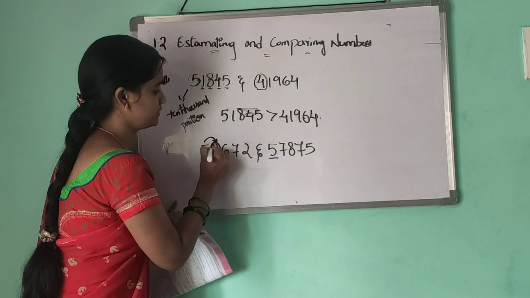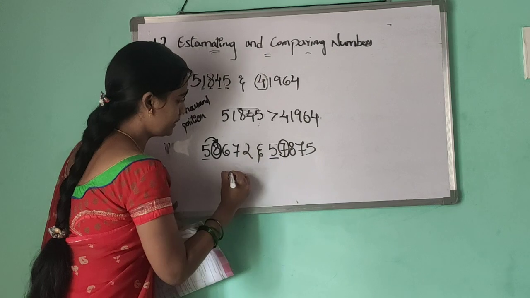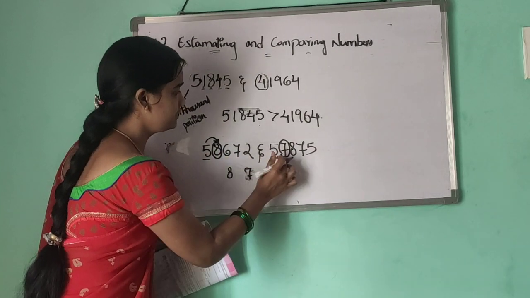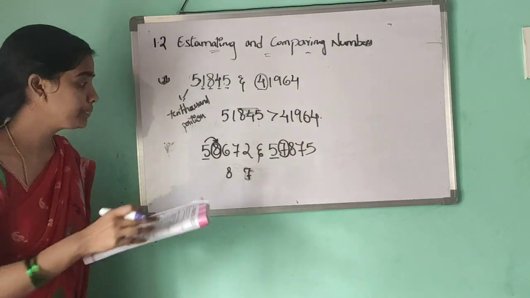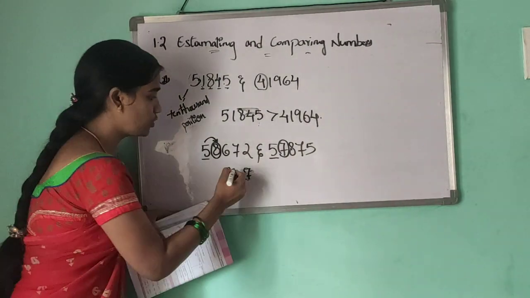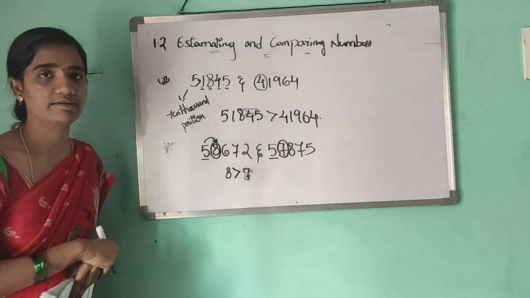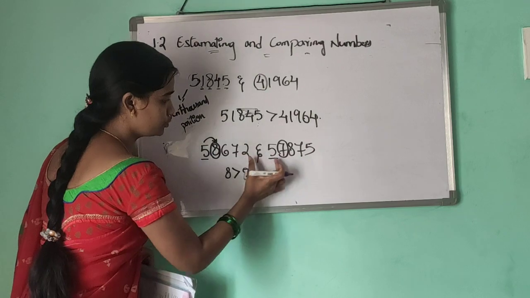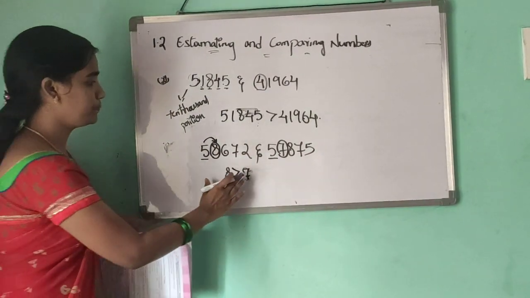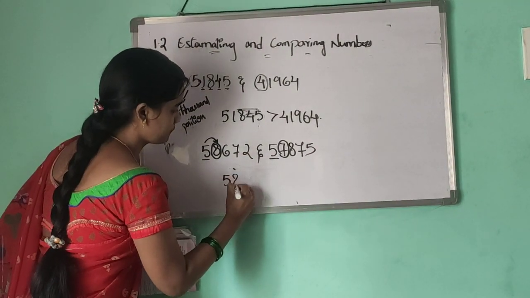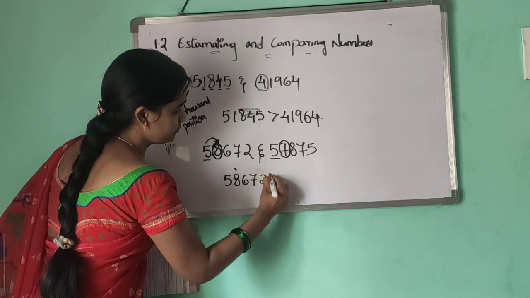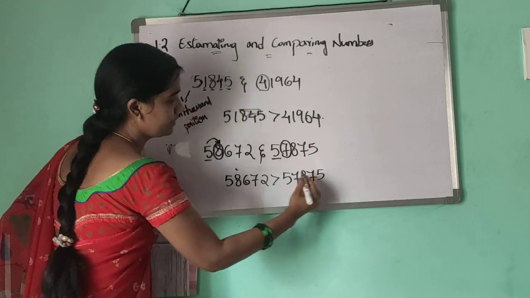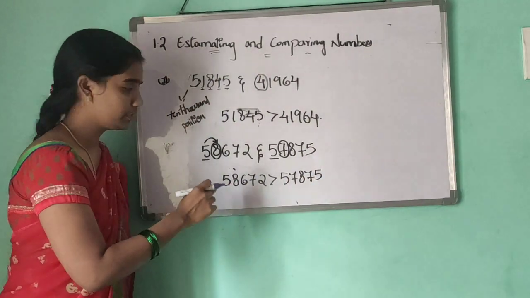This is the thousands place, right? Here 8, here 7. Which is the greatest? 8 is the greatest number. So 8 is greater than 7. Among these two numbers, 8 is the highest. So 58672 is greater than 57875. In this way.